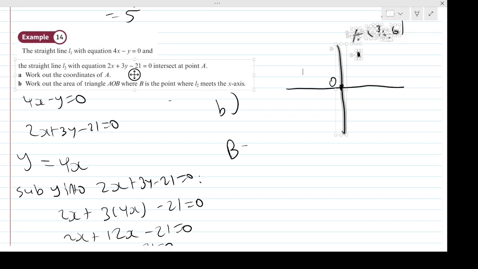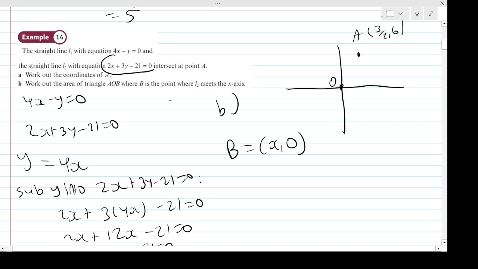Well, B, if it's on the x-axis here somewhere, then y would be 0, so the coordinate would be (x, 0), and we need to find the x coordinate there. So how are we going to do that? Well, we know that B is on the line L2, and L2 has this equation here. So I'm going to sub this point into L2.